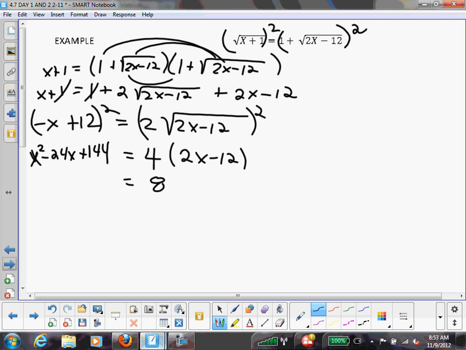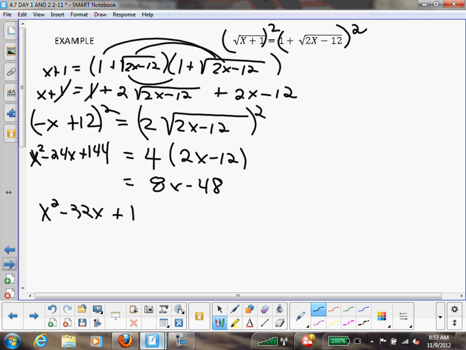And over here, I'm going to get 8x minus 48. And so that's going to give me x squared minus 32x plus 192. My math right? Yeah. That's supposed to be a 9. It started out as a 5, I think. 96. 144 and 48. I know I'm going to have a 2, 192. And so what would I need to do at this point? Factor, maybe use the quadratic formula.